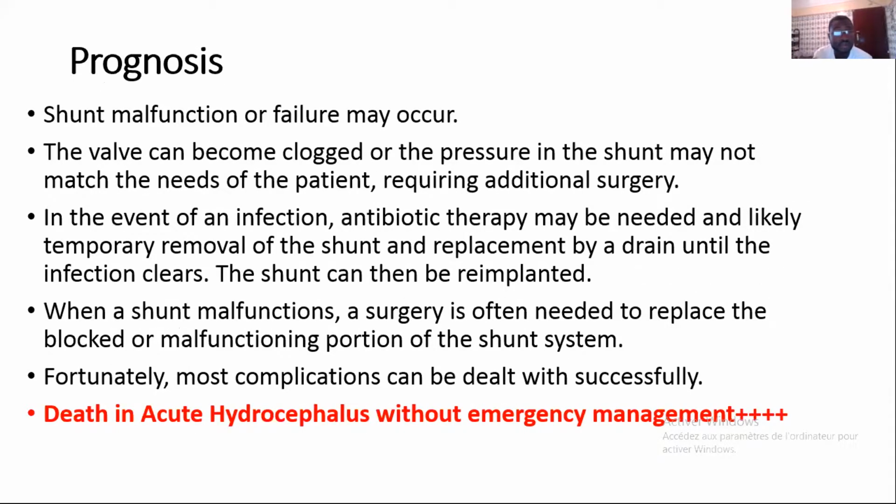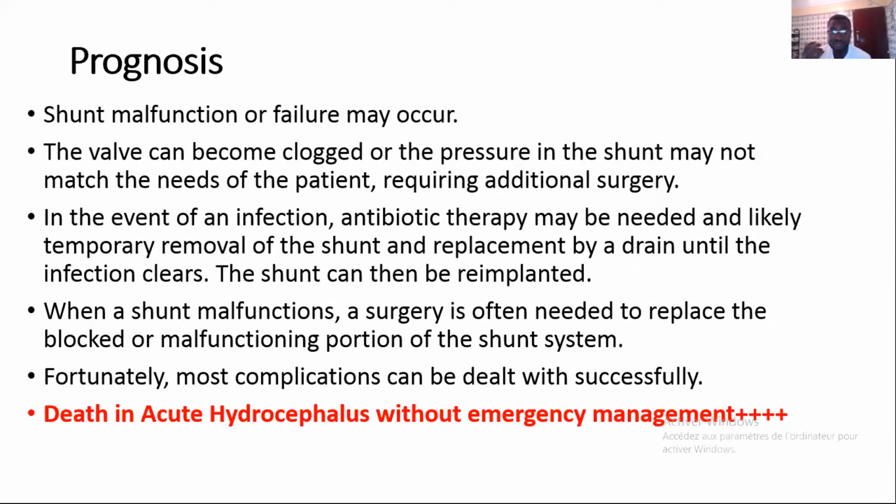Regarding prognosis, shunt malfunction or failure may occur. The valve can become clogged, or the pressure in the shunt may not match the needs of the patient, requiring additional surgery.